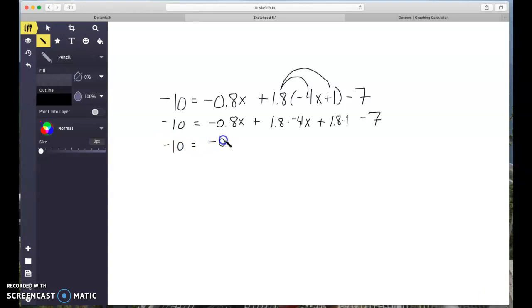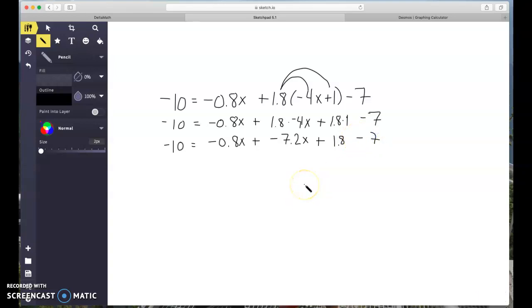All right, so I've got negative 0.8x plus, let's see here, 1.8 times negative 4x. That gives me negative 7.2x, and you can do that in your calculator. And we've got 1.8 times 1, which we know we don't need to do in our calculator because it's just 1.8. Anything times 1 is itself, minus 7.